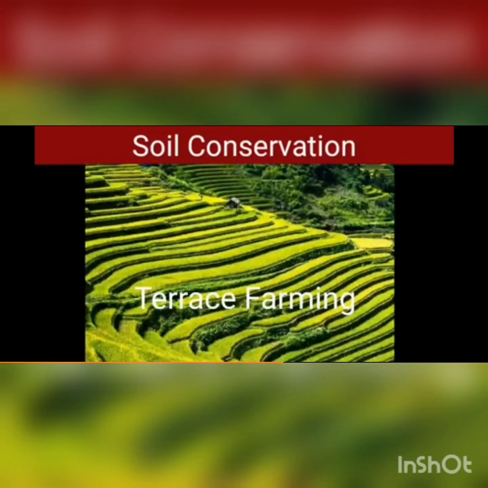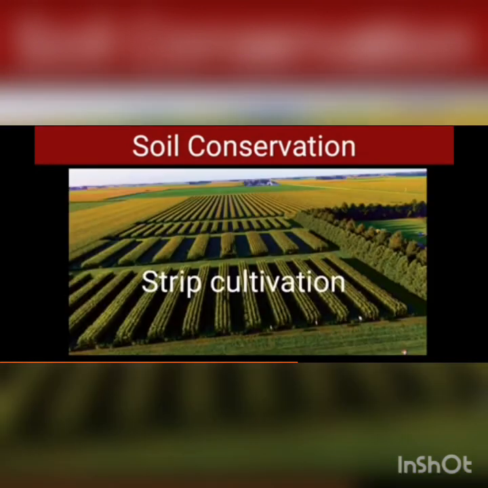The next method of soil conservation is terrace farming, which is mostly done in hilly areas to control the soil from being washed away by the water, where the slopes are cut into steps which act as a bund and prevent the soil from being washed away by the running water.